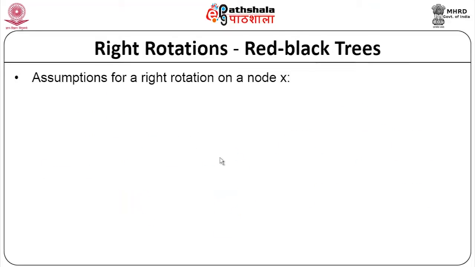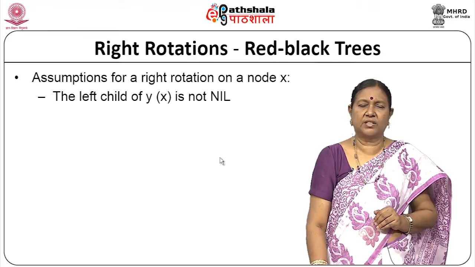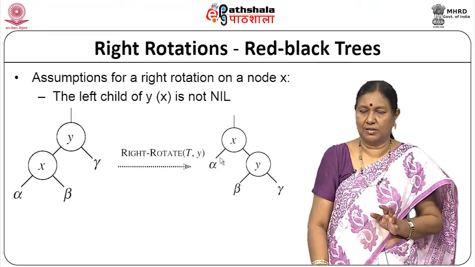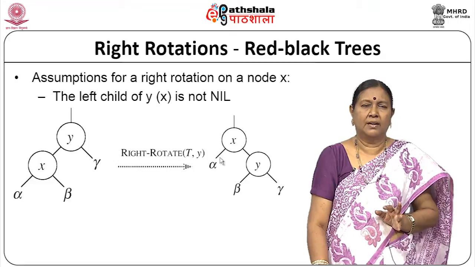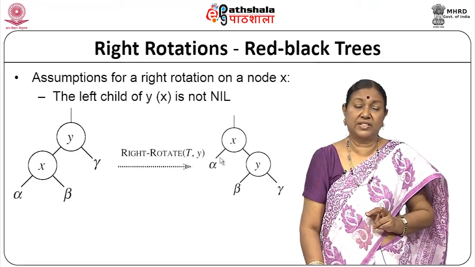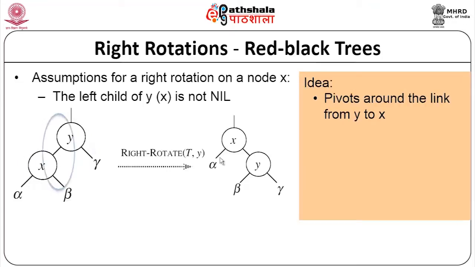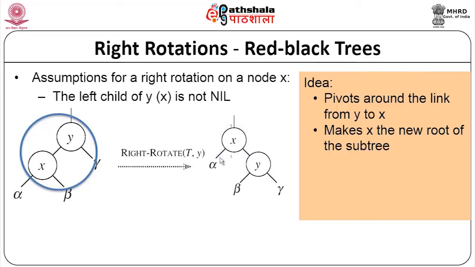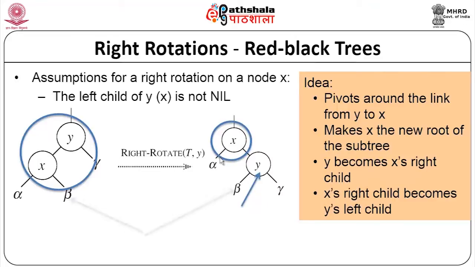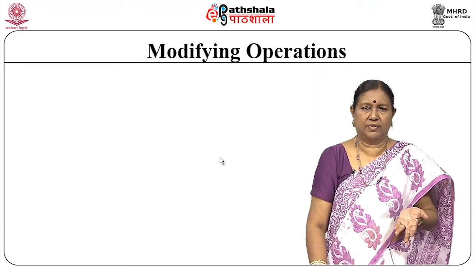Now, right rotations. The assumption for right rotation on a node x is that the left child of y is not null. The same pivots around the link from y to x and makes x the new root of the subtree, makes y the right child, and x's left child beta becomes y's left child. So, this is the same thing that we did for left rotate.